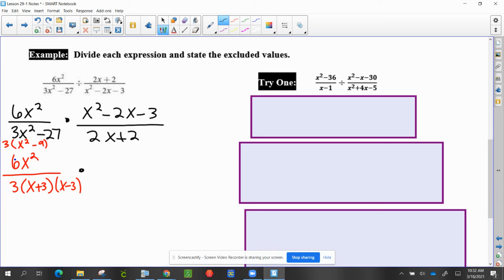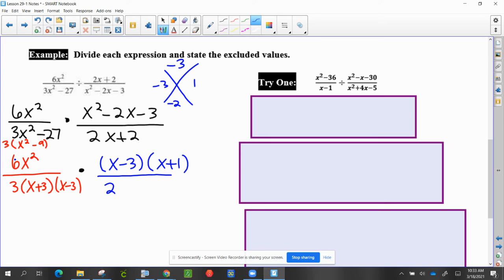And we're going to multiply, and I'm going to go ahead and factor that right side. Now on the top there, I have a trinomial. Factors of negative 3 that add to a negative 2 should be negative 3 and positive 1. So that'll factor as x minus 3, x plus 1. On the bottom, 2x plus 2, I can factor a 2 out of those, leaving me with x plus 1 left over.